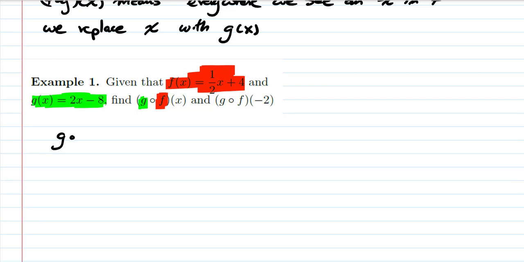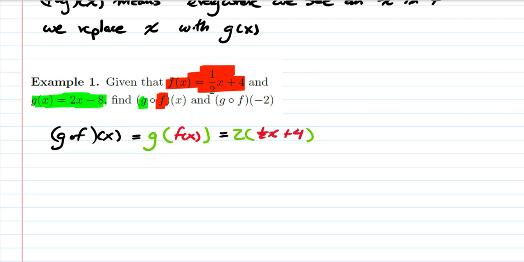So when we have g circle f of x, that means we are going to put f into our function g. So it's g evaluated at our function f of x. So that means everywhere in our rule g where we see an x, we are going to replace that entire thing with f of x. So 1/2 x plus 4 take away 8. So that is our g circle f of x.